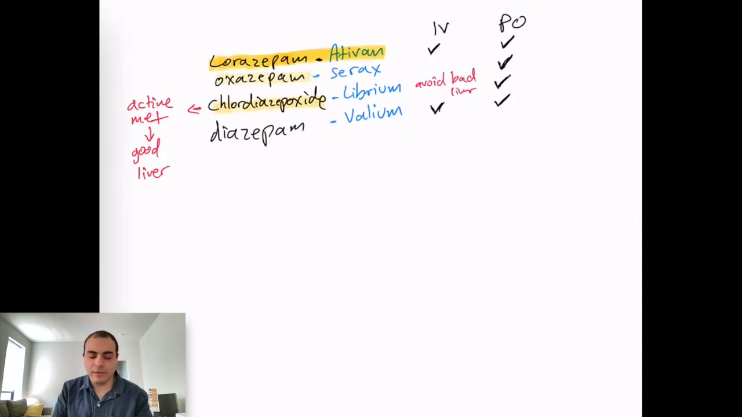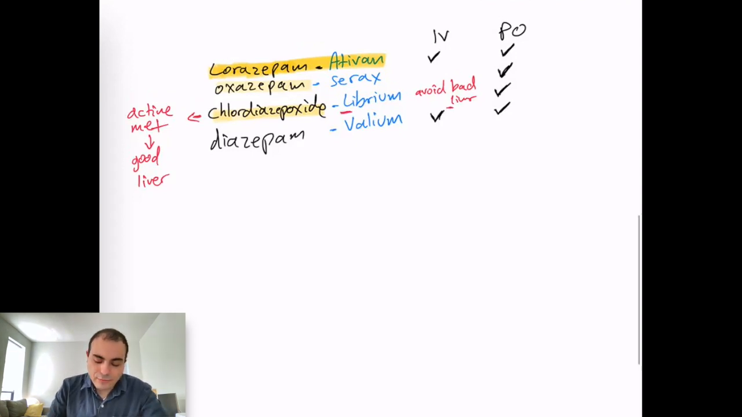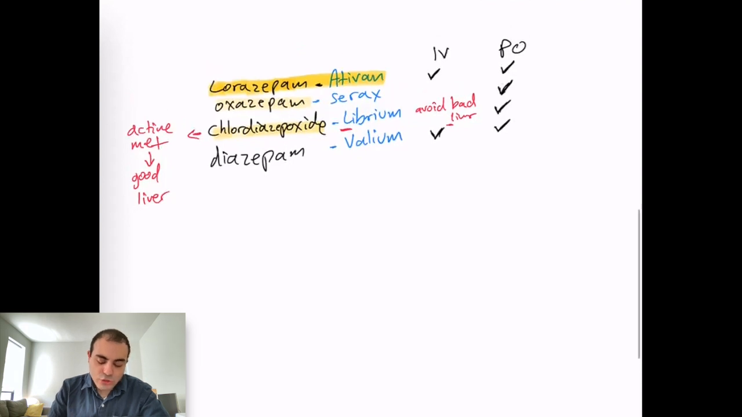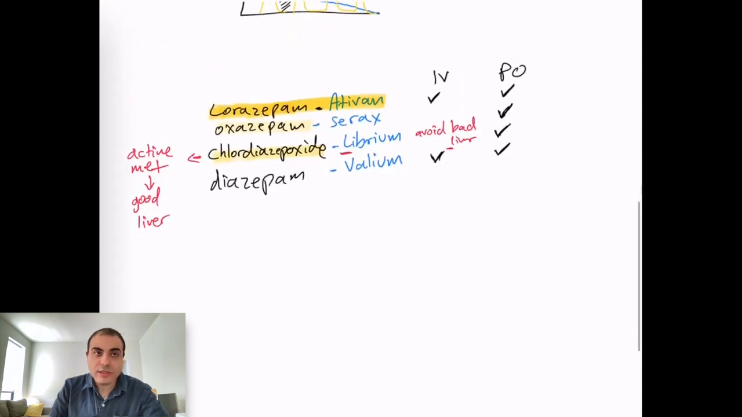Regardless, what does that mean? It means either alcoholic hepatitis, it means somebody who's cirrhotic. Try to avoid it. Don't give it. So that's why I like to use oxazepam. Oh, and the way I remember it is that, you know, L for liver and Librium. So it's easy for you to remember. Okay, so now you know the formulations.